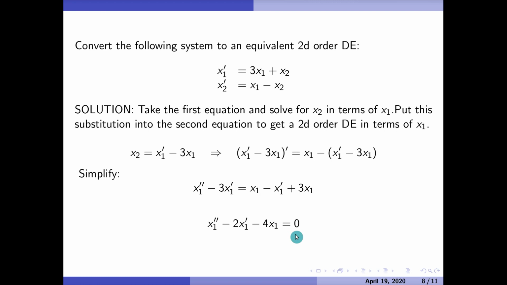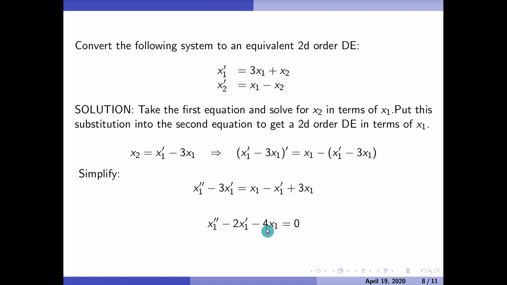Now you might say, well, what happens if I had used the second equation and solved it for x1 in terms of x2? Notice that you could have written x1 is equal to x2 prime plus x2. And then you could have gone up here and substituted in for x1. So in that case you would have substituted here and here, right? And then you would get a differential equation in x2.